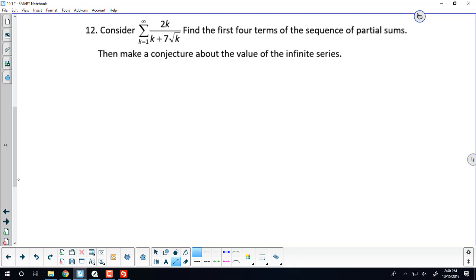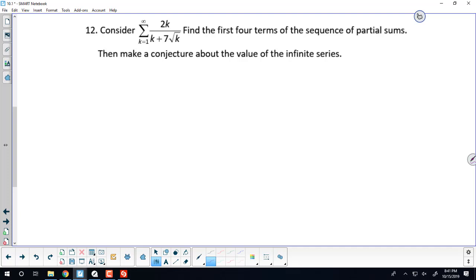So consider the sum of 2 times k over k plus 7 root k. Find the first 4 partial sums, and then make a conjecture about the value of the infinite series. If you're using a calculator to find these things, I'm really okay with that. For a lot of your homework, they have you write out partial sums, and it's tedious and time consuming. So if you're using some sort of device to do so, I don't really care, even if something like this showed up on the exam.